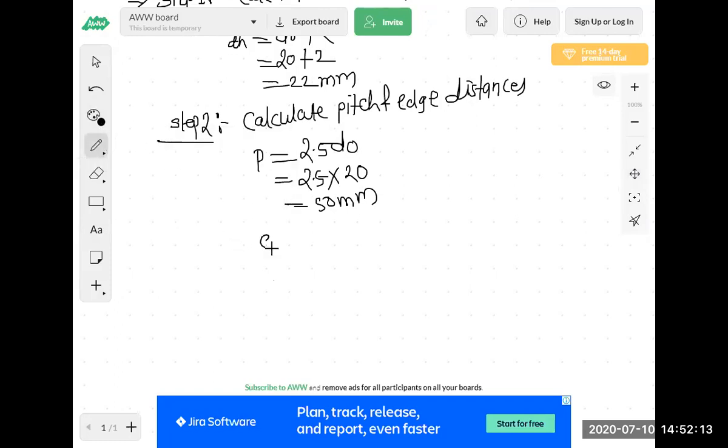Again, edge distance. What is the formula for the edge distance? 1.5 into DH. Here we have calculated DH, which is 22. So 33 mm is the edge distance.